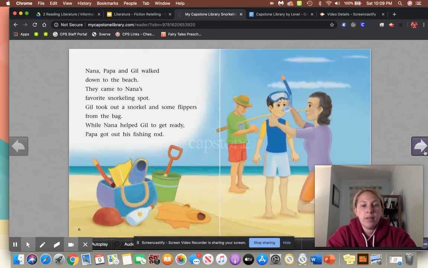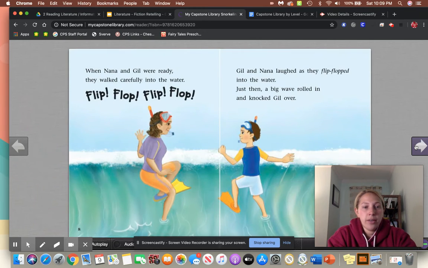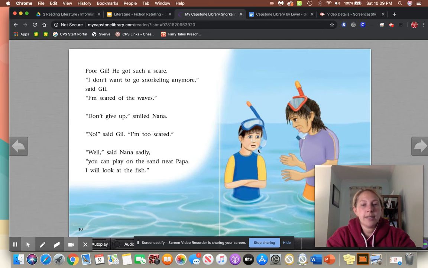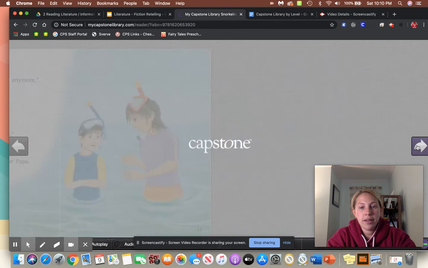I'll teach you. Now that you're a good swimmer, they get their gear on, they put their snorkel and some flippers, and they're getting ready to go in. They flip flop into the water. And then what happens? Oh no, it makes Gil very scared. A big wave came in and he got so scared that he said, I don't want to go snorkeling anymore. I'm scared of the waves. And Nana tried to reassure him by saying not to give up, but he ends up sitting out for a little bit, doesn't he? That might be the problem right there, him being scared.